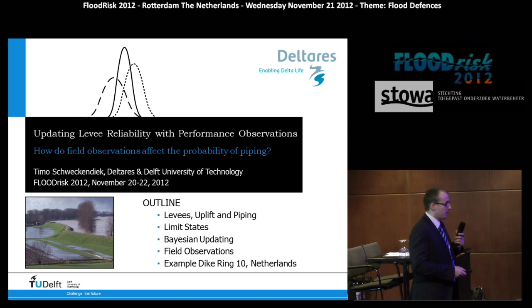Well, the two things that I want to show you is actually that you can do this in a rather formal and consistent way, using the knowledge that we have about the physics that trigger the failure, but also the observations that we might see in the field. And this is simply by applying Bayesian updating. And I want to show you something about the impact this has on the probabilities of failure.